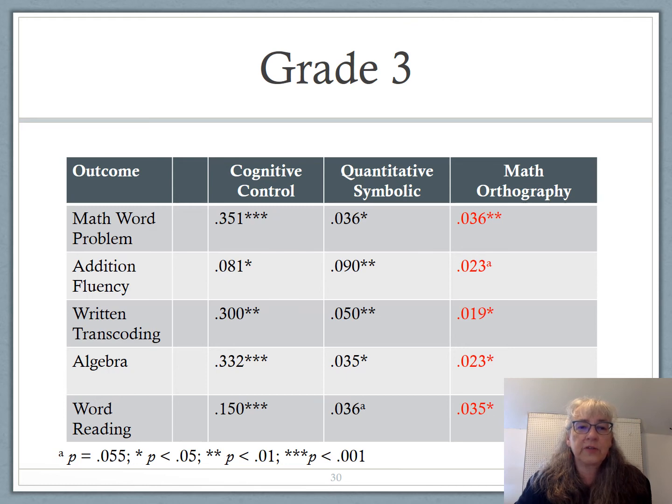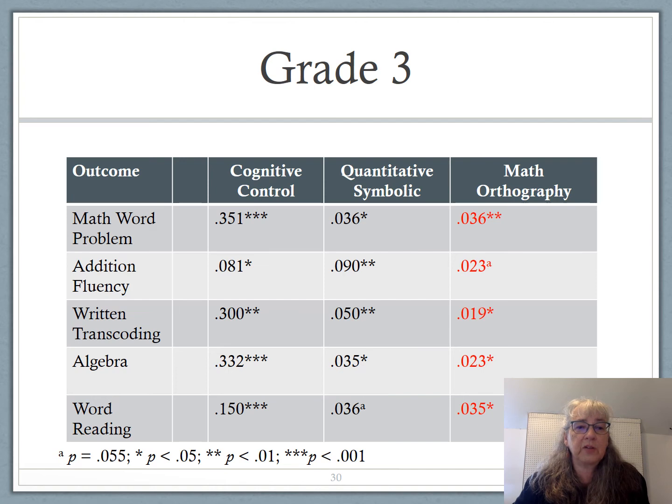Here, the cognitive control measures are the same ones that were measured in grade 2, but I'm using the quantitative symbolic measures and math orthography measures from grade 3. In the first row of the table, you see that math word problem solving is predicted by all three of the steps, and importantly for us, math orthography accounts for significant unique variance.